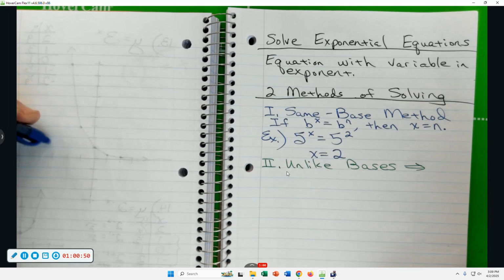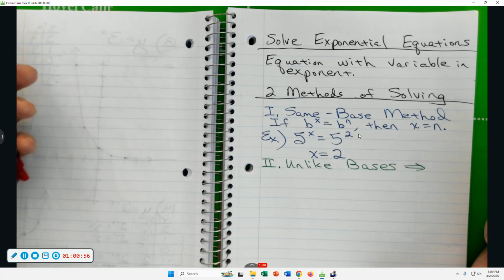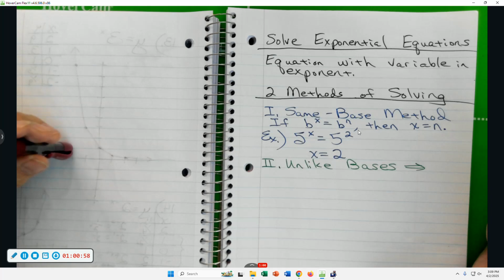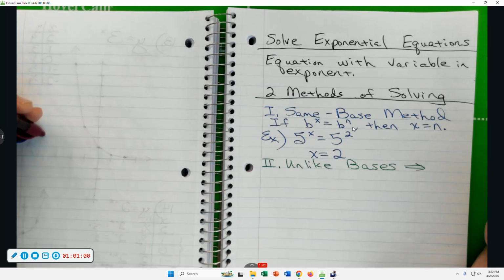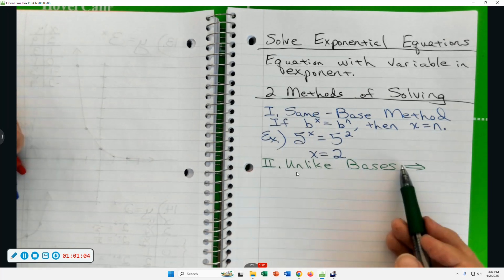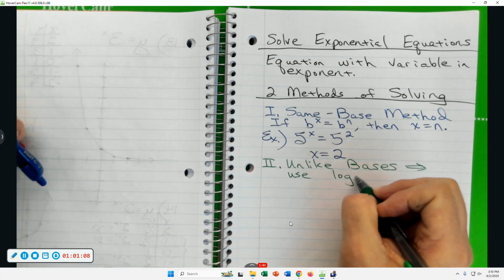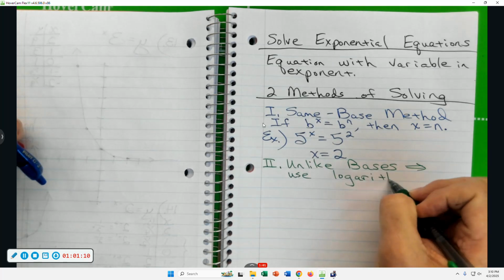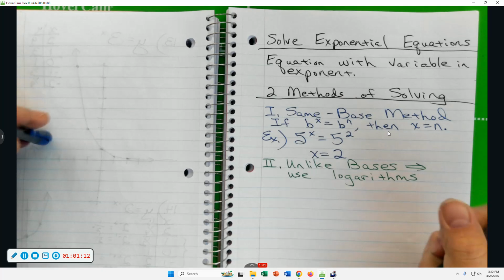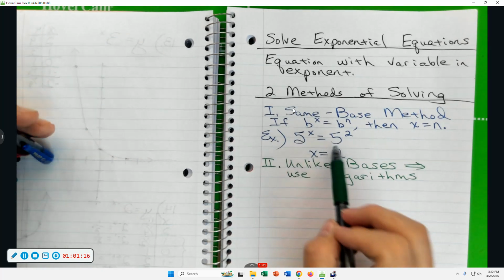That method requires the use of logarithms. You'll see that in 2 assignments, you'll see problems like this. With unlike bases, you have to use logarithms. Everything we're doing today in this assignment is rigged to work out with the same base. You should be able to get the same base.